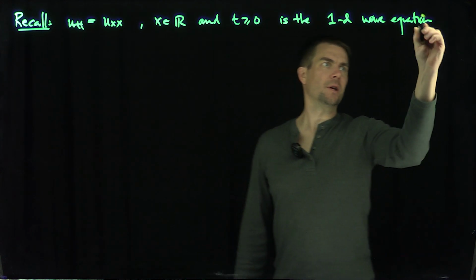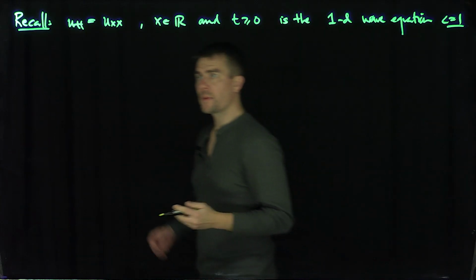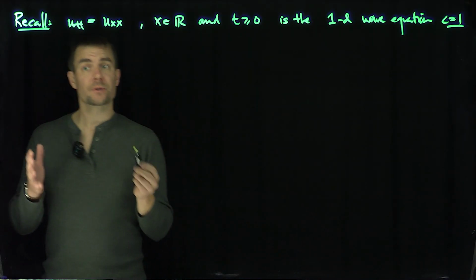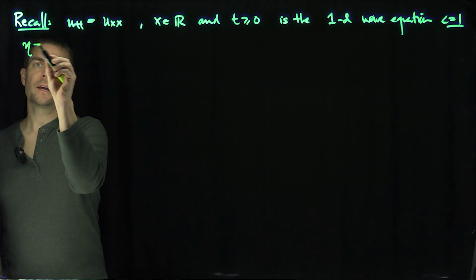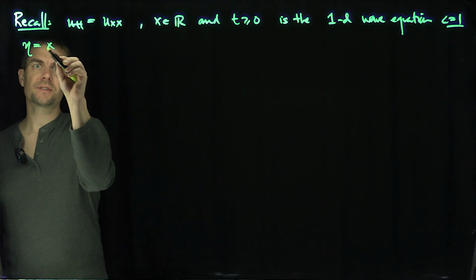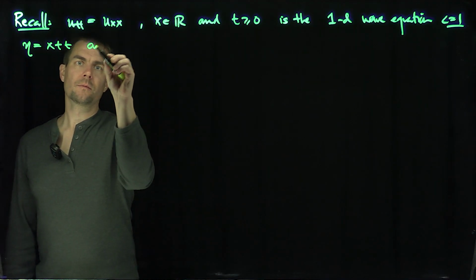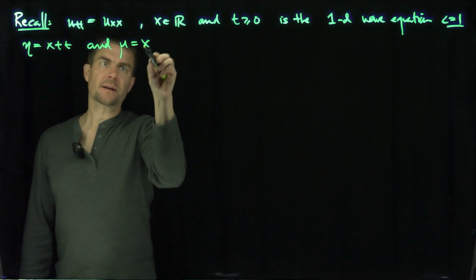Here I'm just taking c to be equal to 1 for convenience. And of course we know the basic scheme for solving the wave equation. The idea is that we're going to look at the characteristics. We're going to look at u in the new coordinates, eta is going to be x plus t, and mu is going to be x minus t.